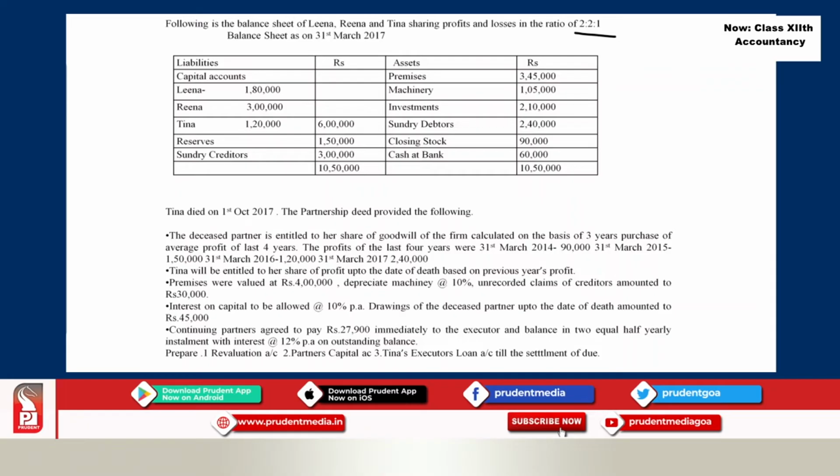So this date, I am repeating again, the date is very important because it helps us in doing the adjustments. The partnership provided the following. First one, the deceased partner is entitled to her share of goodwill of the firm calculated on the basis of 3 years of purchase of average profit of last 4 years. Profit for the last 4 years is given, 31st March 2014, 15, 16 and 17. So here you have to calculate the goodwill. So you got the idea, goodwill is not given to you directly. Next, Tina is entitled to her share of profit till the date of death based on previous year's profit. So this you have already learned.